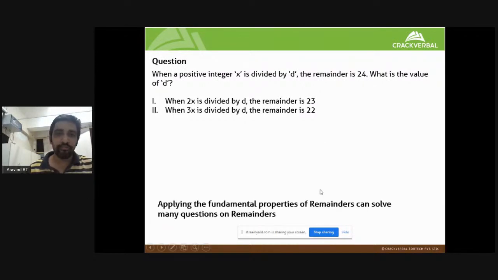So summarizing, applying the fundamental properties of remainders can really help you solve quite a few questions on remainders. So don't discount this method. This is probably the first line of attack that you can have on remainder questions.